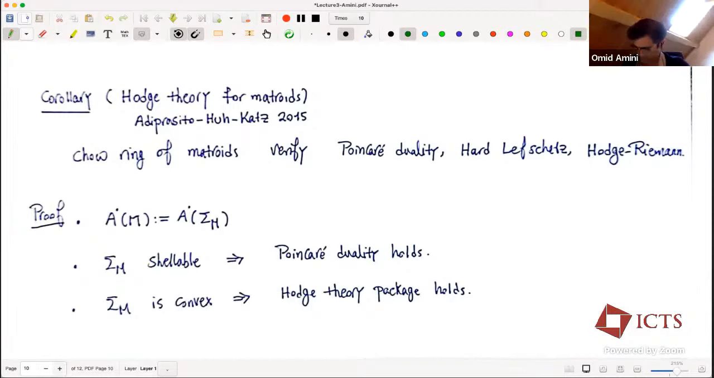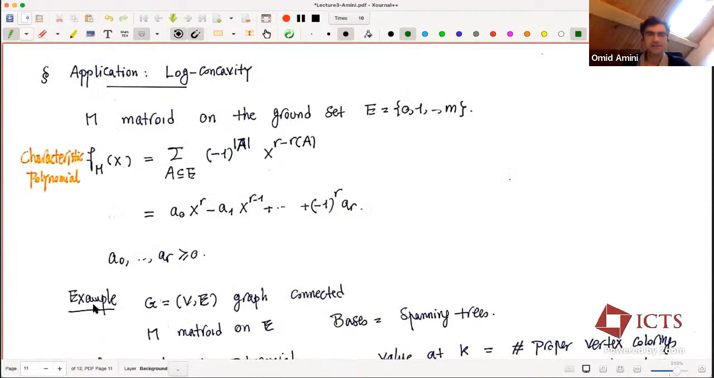Okay, so maybe I explain why Adiprasito, Huh and Katz proved this corollary that I just explained, because these Hodge-theoretic properties are related in combinatorics to the log-concavity phenomenon. And in the context of matroids, the log-concavity is captured in a polynomial which is called the characteristic polynomial of the matroid. So maybe I spend a few minutes on this, and then I think I will be at the end of my time, and then we will see if it's possible to have a few more minutes, and then I just tell you a little bit about the generalization of everything here to more general tropical varieties and so on. Okay, so what is the application?